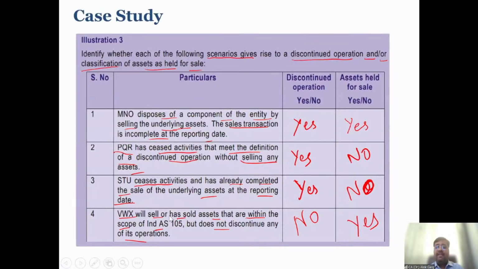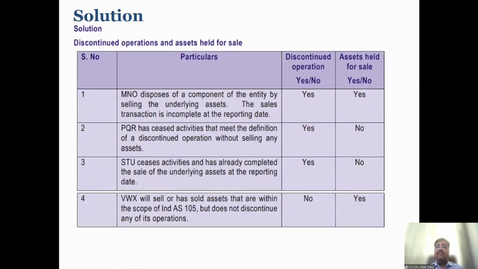Example 4 is VMX will sell or has sold assets that are within the scope of Ind AS 105, but does not discontinue any of its operations, right? So it is not a discontinued operation, but yes, if they are selling their assets, it will be your held for sale assets, right? Clear? This is your answer, which is given in the study material as well.